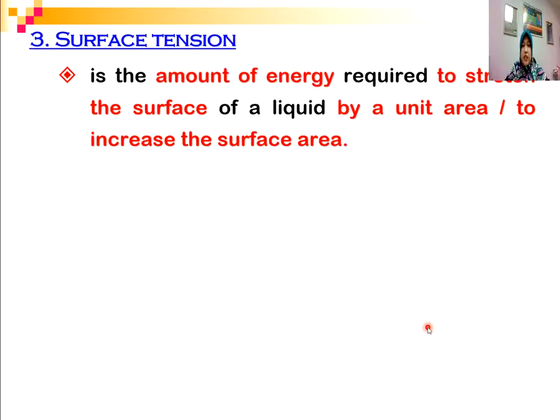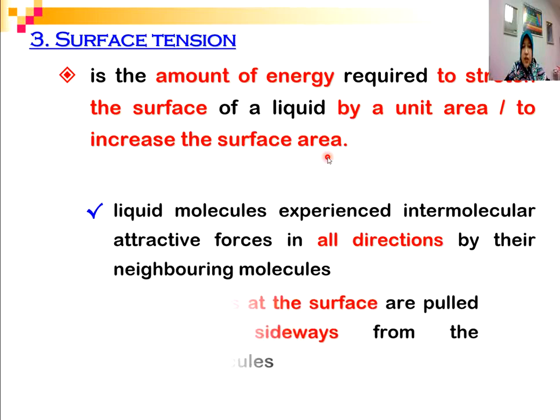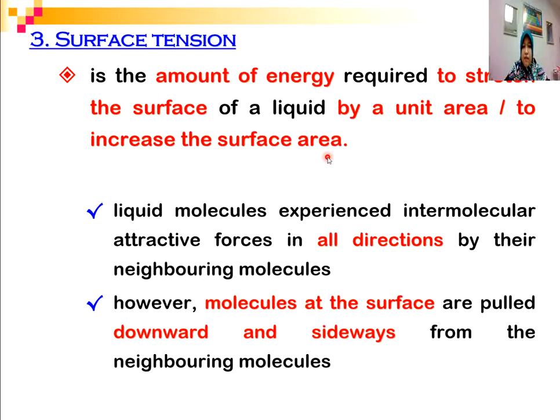The third property is surface tension. Surface tension is the amount of energy that is required to stretch the surface area of the liquid, or the amount of energy that is required to increase the surface area of the liquid. This is because when we have a liquid sample, the liquid will experience intermolecular forces of attraction from all directions by the neighboring molecules. This is what we have learned before. The intermolecular forces make all liquid particles attracted to their neighbors.